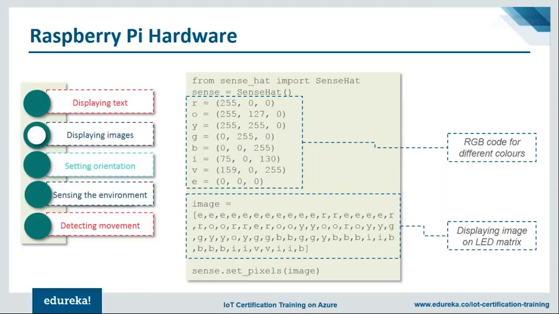What I've basically done is identify the colors: red, orange, yellow, green, blue, indigo, violet, and E stands for empty, which is null. Based on this I've created a random matrix here, and each of these values defines a pixel of the Sense HAT. As I mentioned earlier, this is an 8 cross 8 LED matrix, so each value is for one individual pixel. The numbering starts from the top left position and goes row by row. Let me show you the output for this as well.